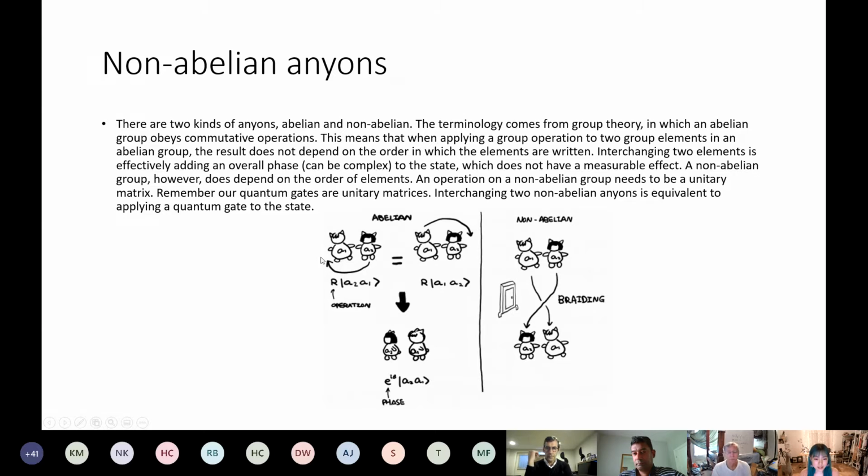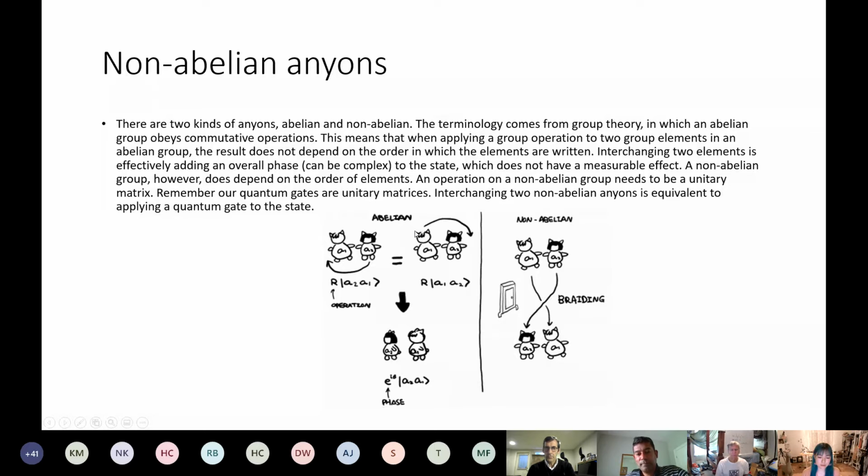So what is abelian is probably familiar to more people. It just means that the order of the terms does not matter. So if you have two elements in this group and you change their order, it's basically the same thing. You could be adding just a global phase to your state.